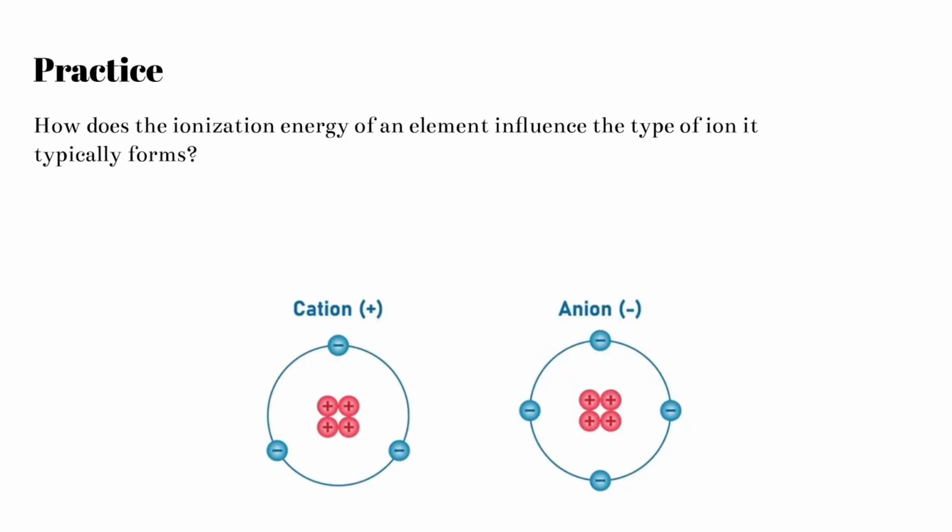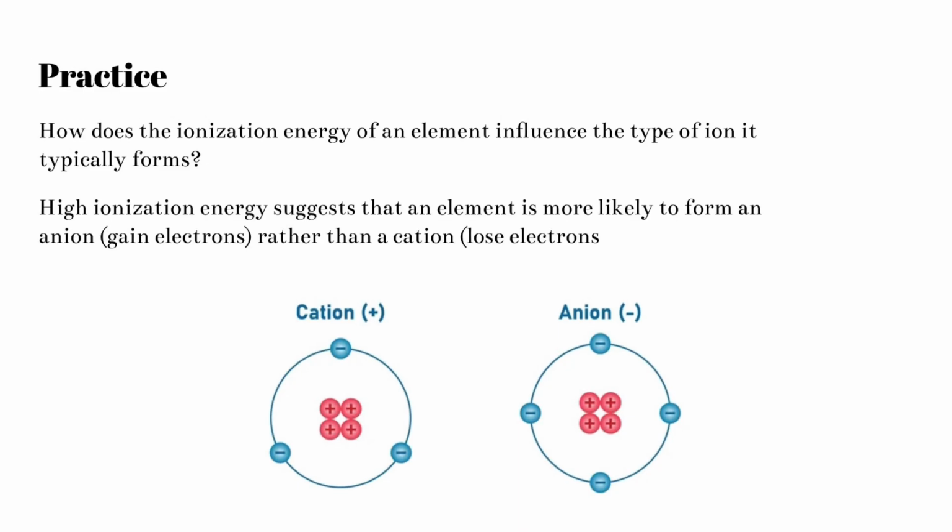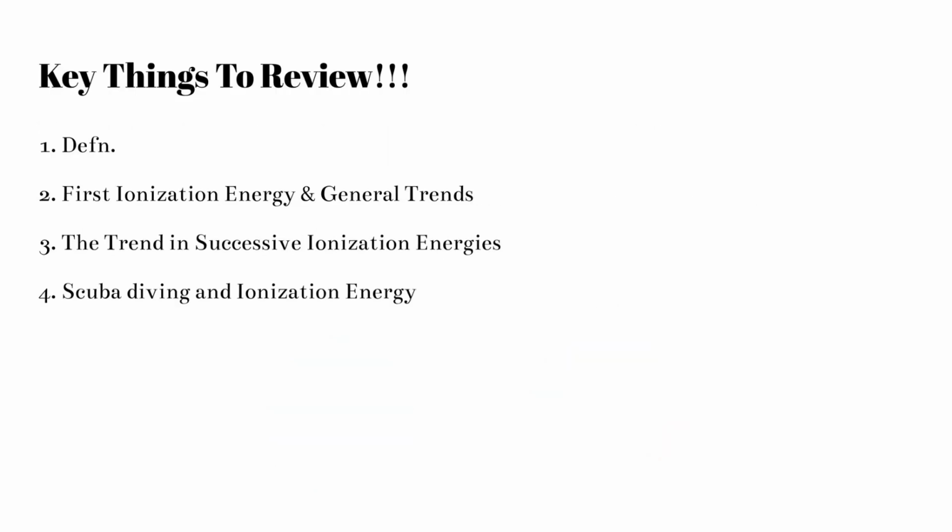This is the last practice question. How does ionization energy from an element influence the type of ion it typically forms? Take a second to pause the video if you need to. A higher ionization energy suggests that an element is more likely to form an anion, or gain electrons, rather than a cation, losing electrons.